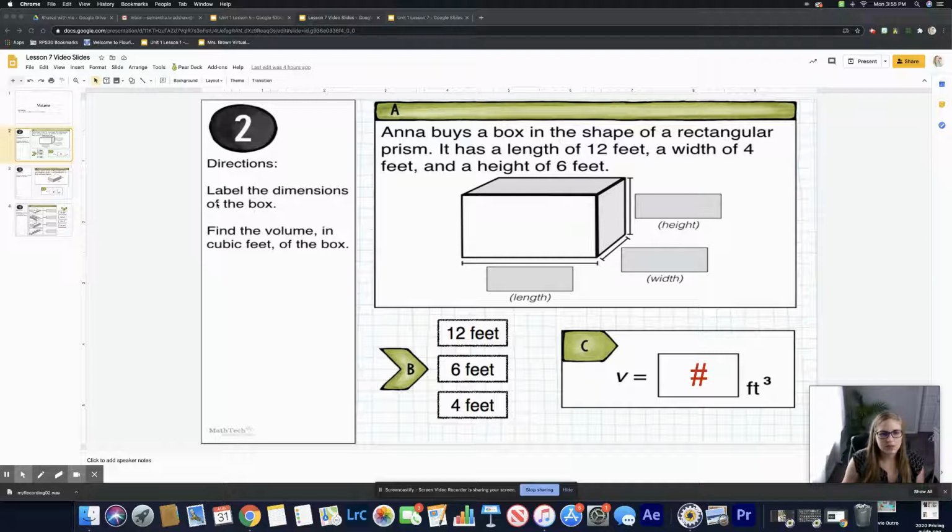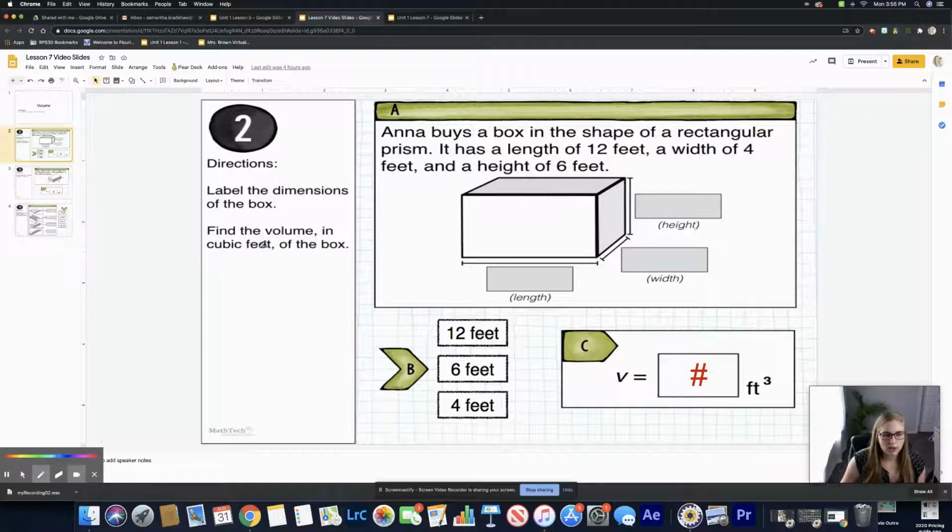So the directions on this one say label the dimensions of the box. The dimensions of the box, dimensions means the number that is associated with it. And then it says find the volume in cubic feet. So that's the important unit that we're using is feet. So Anna buys a box in the shape of a rectangular prism. It has a length of 12, so I'm going to underline that, length of 12, a width of 4 feet, and a height of 6 feet.